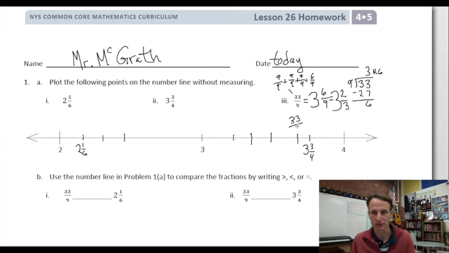See that wavy 3 there for a reason. I almost wrote 3 and 2/3, but it's 33/9. That's what we started with.